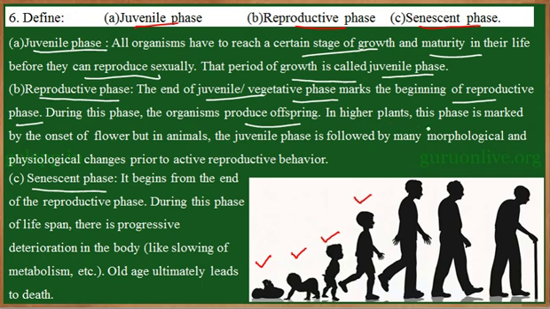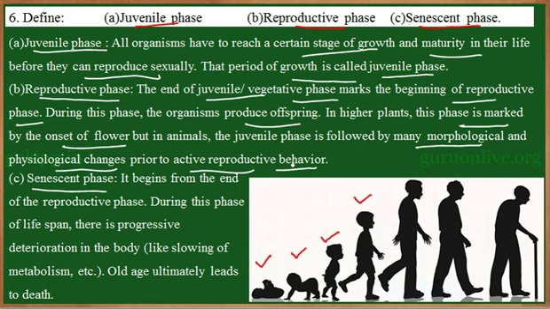So in higher plants, this phase is marked by the onset of flowers. So if you take the plant lifespan, that is life cycle or its lifespan, when they start producing flowers, it is an indication that the juvenile phase has reached the reproductive phase. Now the juvenile phase is followed by many morphological and physiological changes prior to the active reproductive behavior.